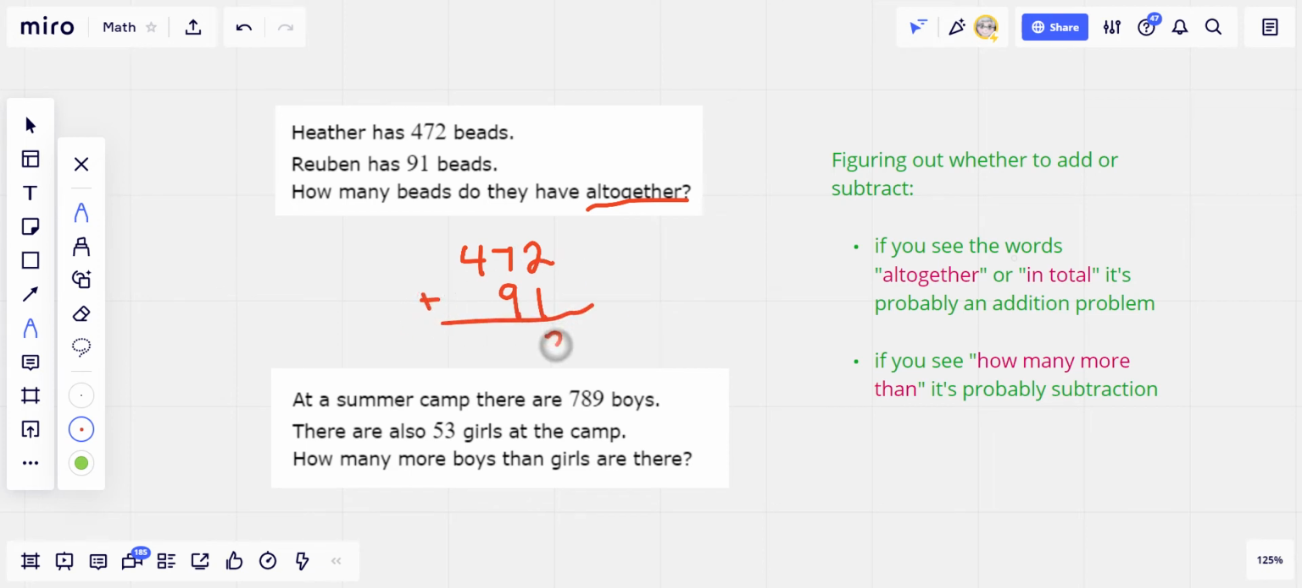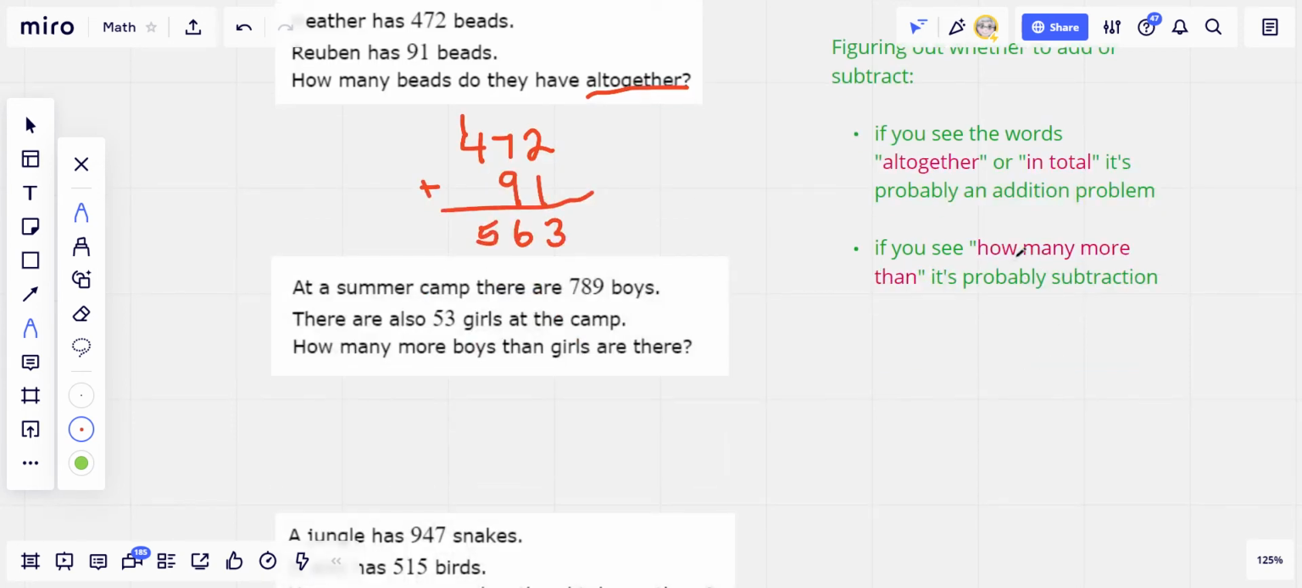So 2 plus 1 is 3. 7 plus 9, well, let's see, I would take one more to get to 10. That would leave 6, so 10 plus 6 is 16. So I'll put the 6 down here and put the 1 up here. And then 1 plus 4 is 5. So altogether, they have 563 beads.